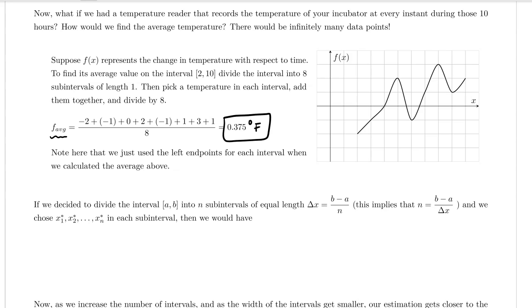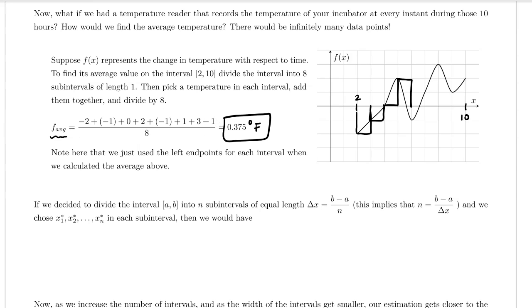Note here that we just used the left endpoints for each interval when we calculated the average above. But notice here, we started at 2 and then ended at an input value of 10, and we essentially created rectangles. And so that's how we were getting the values that we had here for our average.